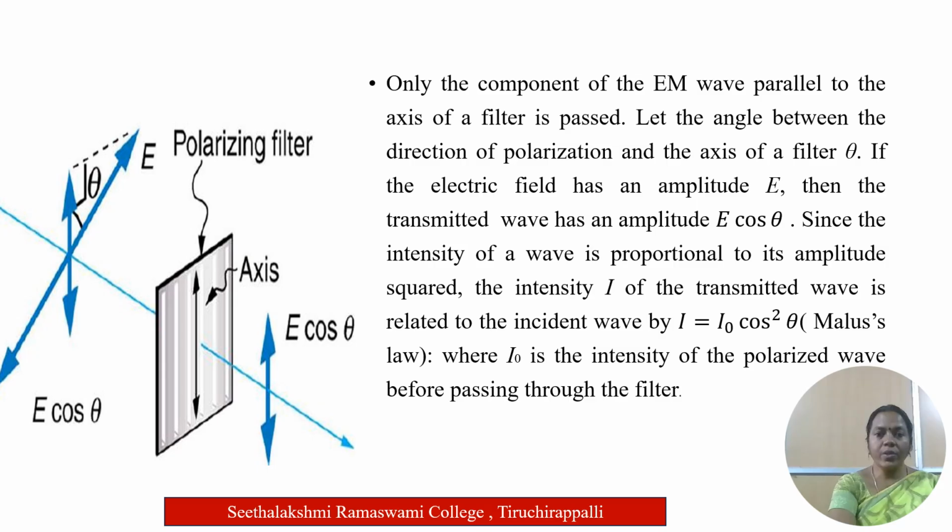So only the component of the EM wave parallel to the axis of the filter is passed, as discussed in the earlier slide. Let the angle between the direction of the polarization and the axis of the filter be theta. If the electric field of the incident wave has an amplitude E, then the transmitted wave has an amplitude of E cos theta. Since the intensity of the wave is proportional to its amplitude squared, the intensity I of the transmitted wave is given by the relation as per Malus's law.